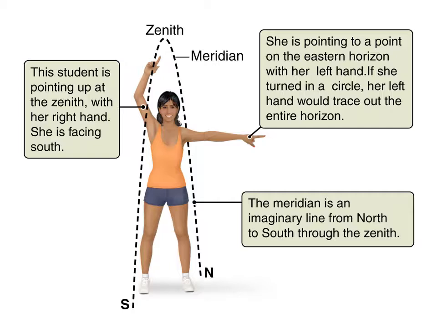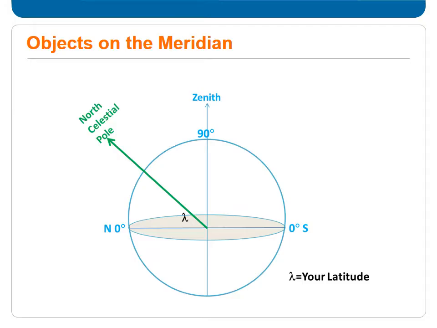The meridian is an imaginary line from the north to the south through the zenith. The student is facing south and pointing to the eastern horizon with her left hand. If she turned a circle, her left hand would trace out the entire horizon. The north celestial pole is towards the north along the meridian.